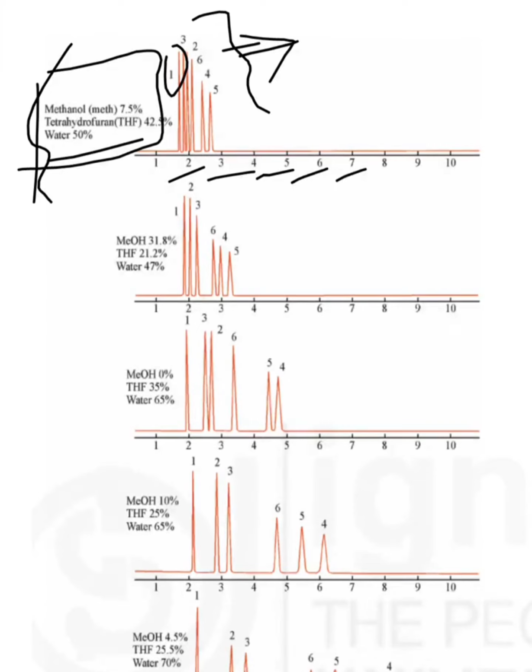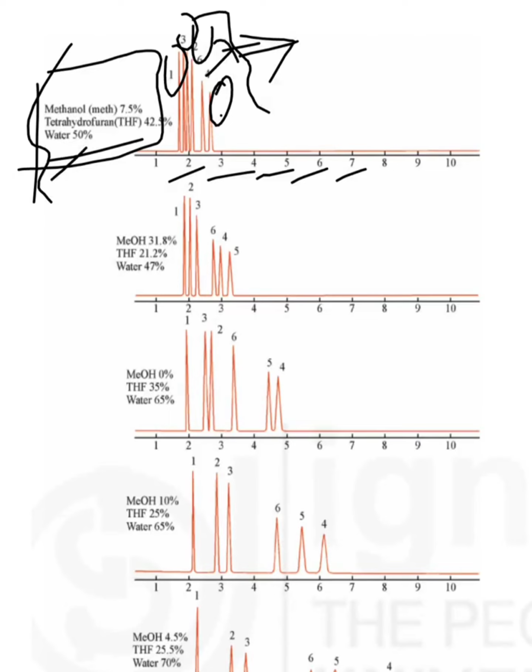This peak is the benzyl alcohol, 2 is the phenol, 3 is the 3-phenyl propanol, the fourth one is the 2,4 dimethyl phenol, 5 is the benzene here, and 6 is diethyl phthalate. These are separated by column chromatography. Methanol, tetrahydrofuran, and water are used as a mobile phase.